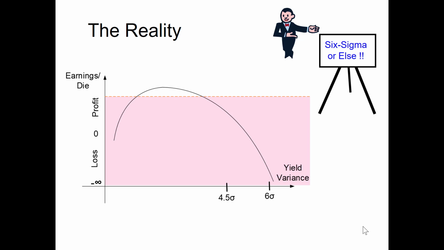Realistically, if you look at the earnings per die as a function of the yield variance, you'll find that it always looks like this. So Six Sigma is almost always underwater. But notice that for a viable product, there will be a certain variance that will maximize the earnings per die. And my premise is, as an engineer, you need to set your variance requirements so that you're at the peak of this curve.